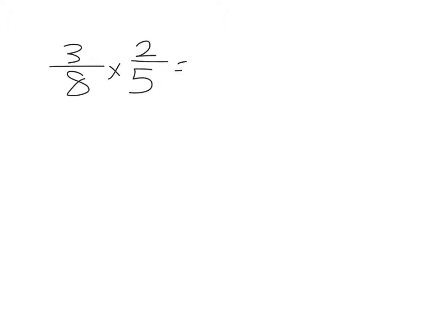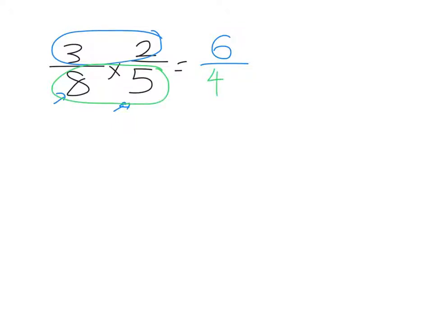All right, so we have 3/8 times 2/5. Unlike adding fractions, where you have to have the denominators be the same, multiplying fractions makes it a little bit easier because you can just multiply across. So I'm going to multiply the numerator, 3 times 2, that would give me 6. I'm going to now multiply the denominator, 8 times 5, that would give me 40.